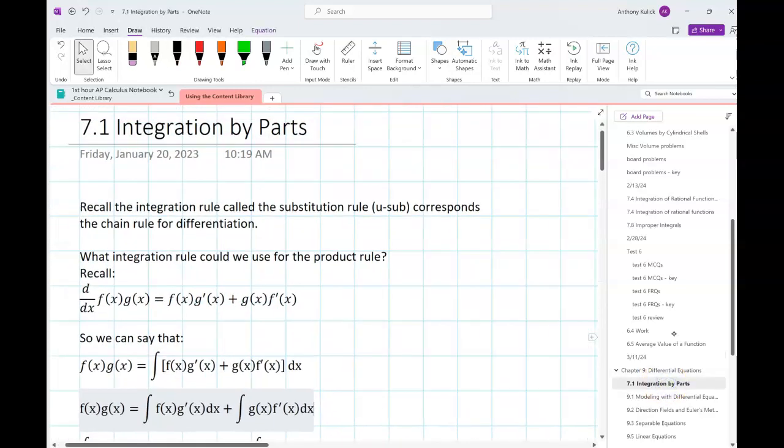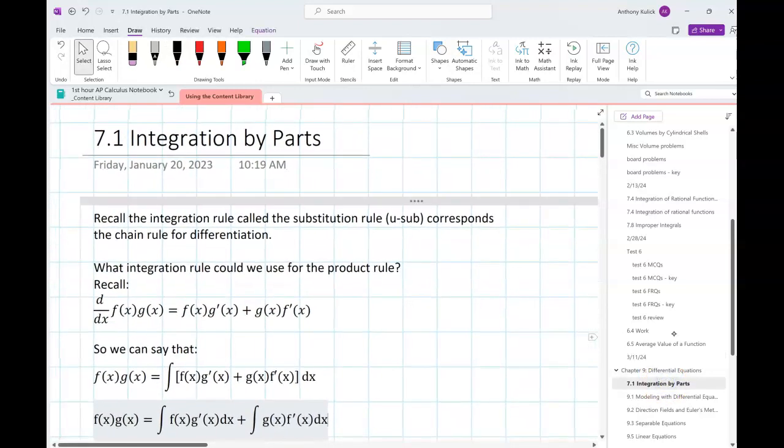So today we're going to talk about a new integration rule that we can use. This rule is called integration by parts. And this is like the integral equivalent of the product rule. So if you have the product of two functions that you cannot do a u-sub on, the next step would be to try this integration by parts technique.